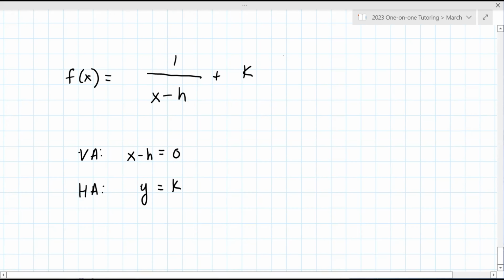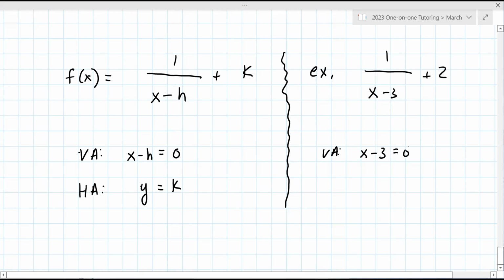As a math student, I remember not liking these where we didn't have some numbers. So let me give you an example. Let's say it's 1 over x minus 3 plus 2. Your vertical asymptote, you're setting x minus 3 equal to 0. So x equals 3. Your horizontal asymptote is when y equals 2.